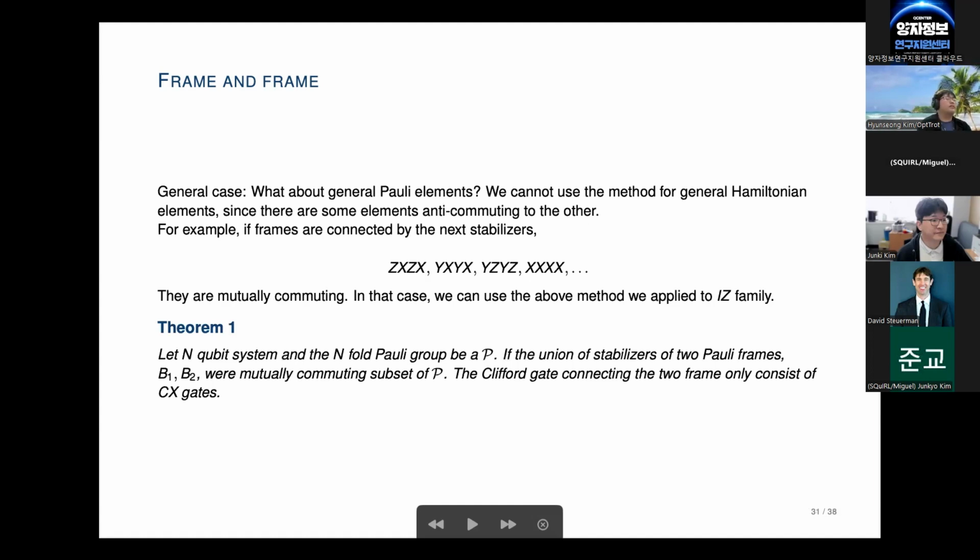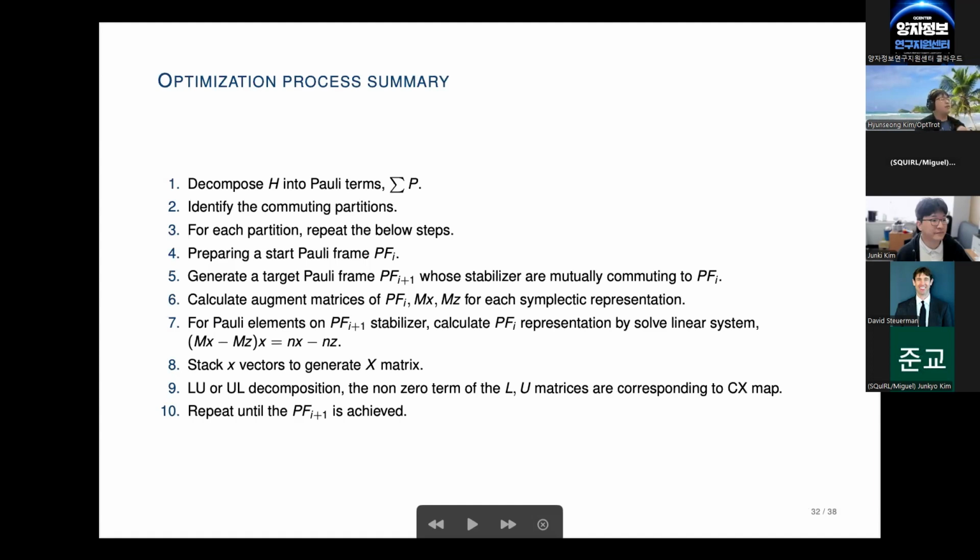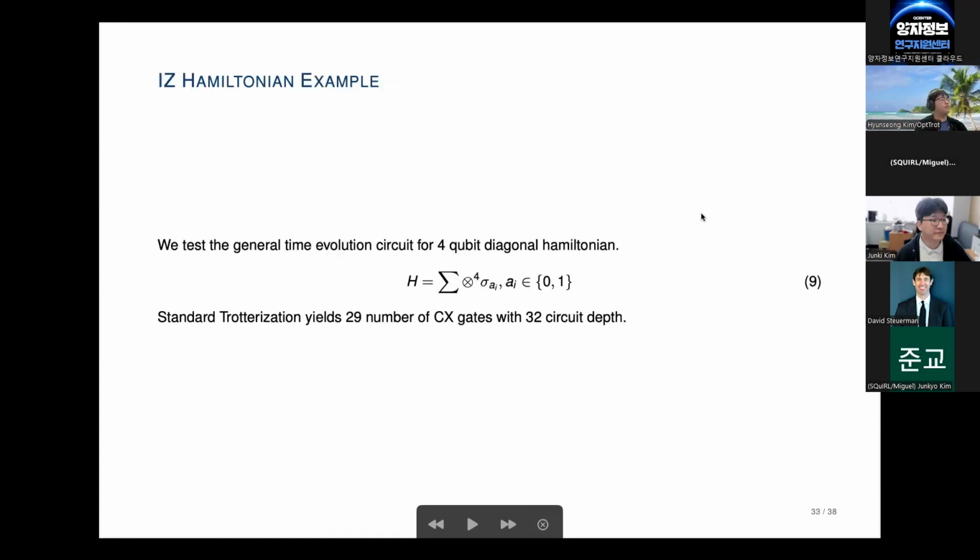The problem is that this process is only used for the IZZ family, but if the Pauli elements between the two Pauli frames are all mutually commuting, then we can use the same algorithm for a general Hamiltonian. These are the algorithms we implemented in our OptTrot library. This algorithm is only applicable to commuting Hamiltonians, but shows better results than the standard version.